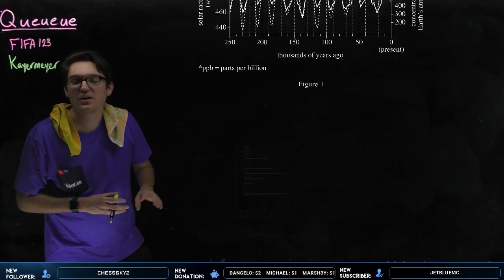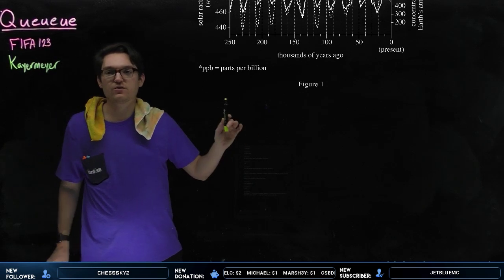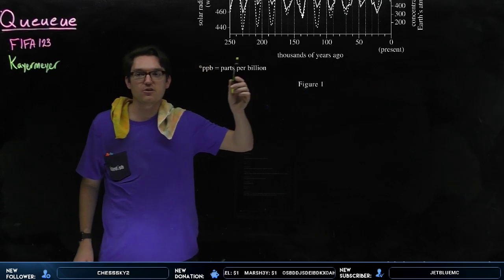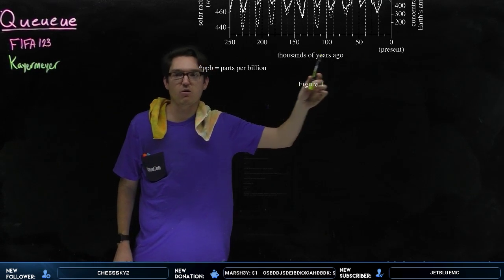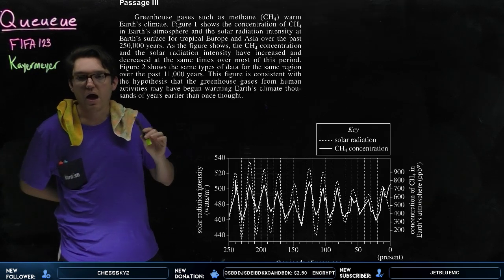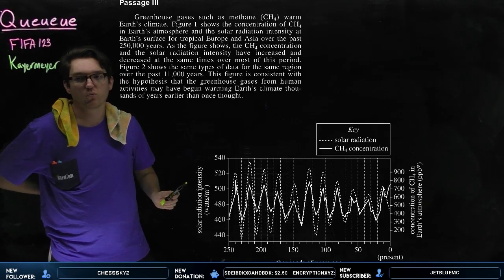Let's see. Thousands of years. Well, yeah, we'll talk about that. So thousands of years. They asked us for the average over the past 250,000 years. So that's over this entire duration of this graph, from 0 all the way to 250,000 years ago. All right, and then go back so we can see the top of the graph. And what they're asking for is the average solar radiation intensity.